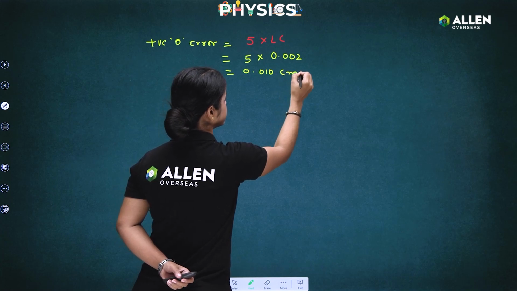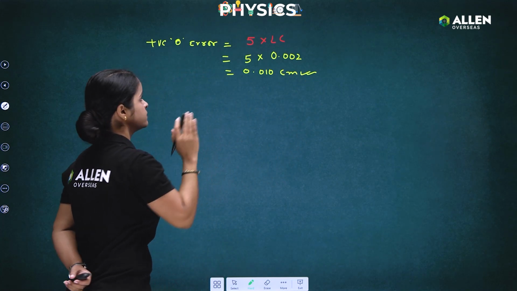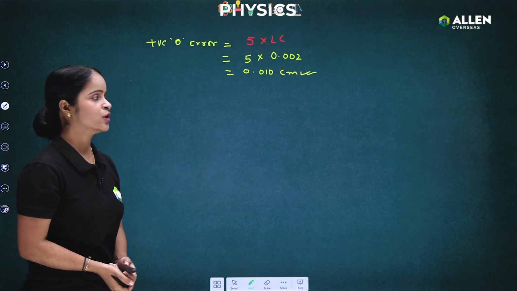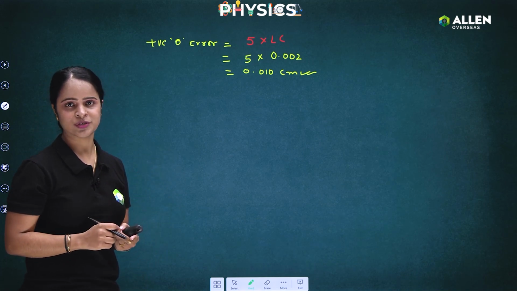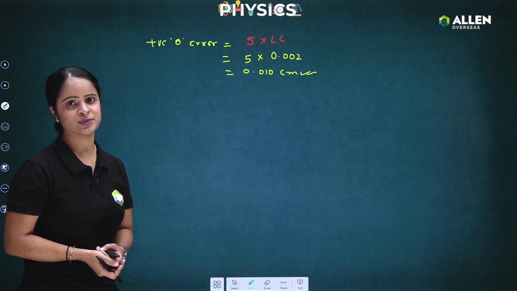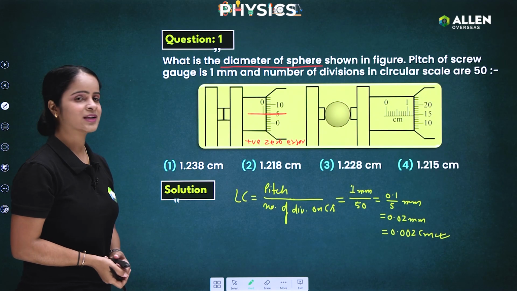0.010 centimeter is nothing but the positive zero error. Hope it is clear. So at this point, we have already done with the least count and positive zero error. Now it's time to find out the reading. So let's come back here.